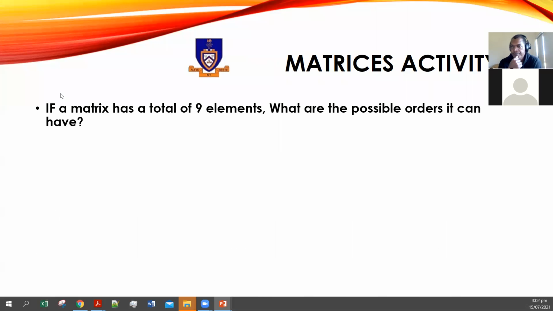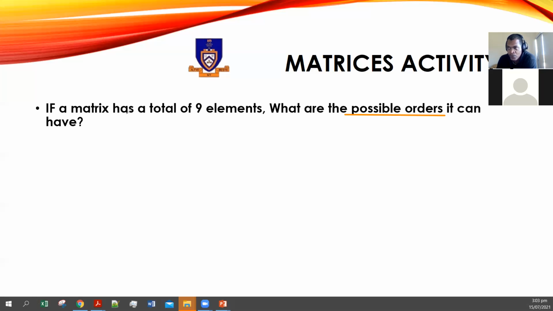Over here we have a small activity after talking so much, which I hope you can also answer. It says, if a matrix has a total of 9 elements, what are the possible orders? We are looking at possible orders it can have. If you have a pen and paper, you can write this down as well. I would like you to give me the dimensions that can fit 9 elements in it.